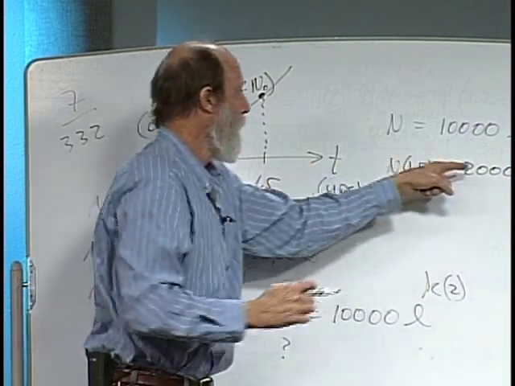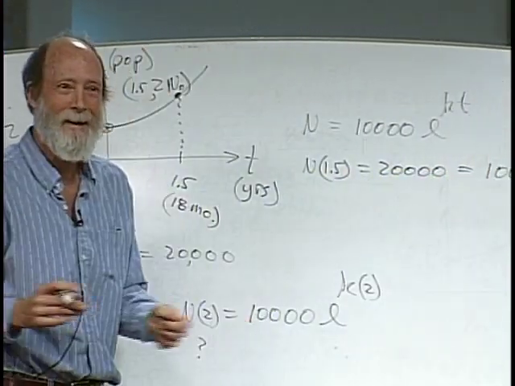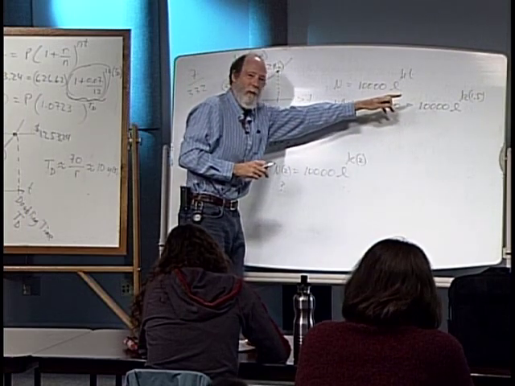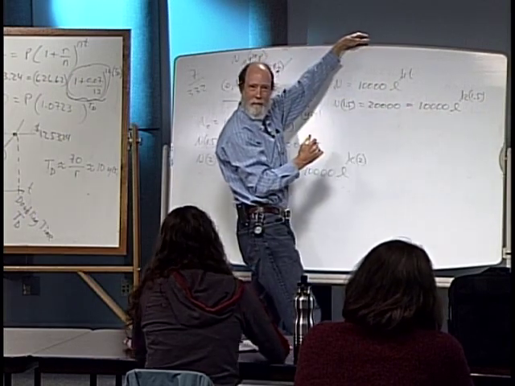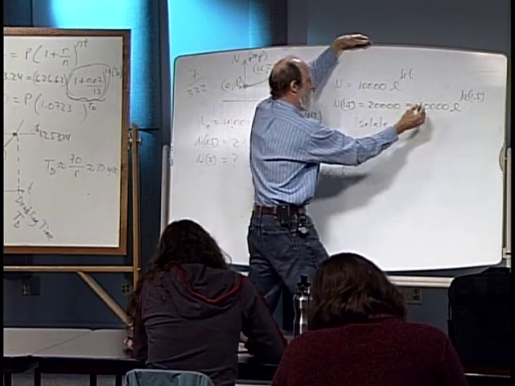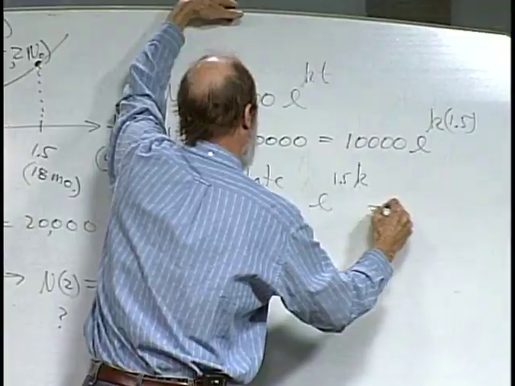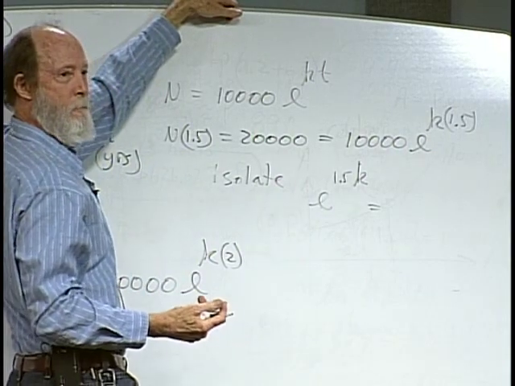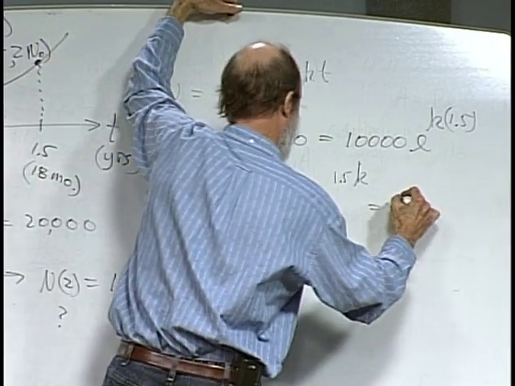So you come back to this other piece of information and we feel much better because there's only one unknown here. Now watch the similarity of solving for the k to the problem we just talked about a couple minutes ago. We isolate the exponential. So we have e to the 1.5k is equal to what? 20,000 divided by 10,000? Two. Okay, very good.